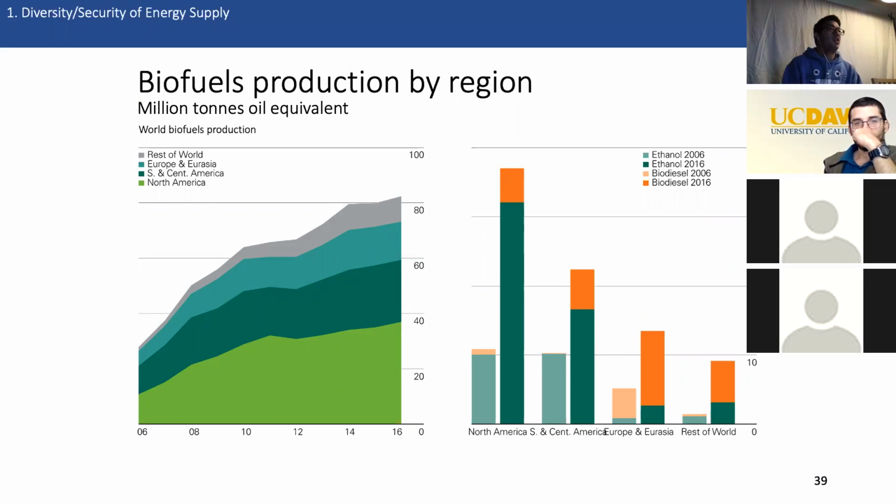Biofuels production by region. This has to do with ethanol production, biodiesel production. I'm not talking about traditional biofuels of wood sources. These are liquid fuels derived from plant matter, and that has grown pretty dramatically over the last several decades as well. I'm not going to go too much into this right now, but we'll talk about some of the policy reasons that have led to the growth in biofuels later on in the class.